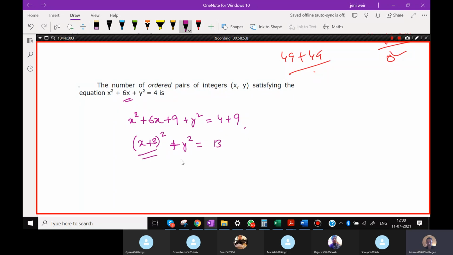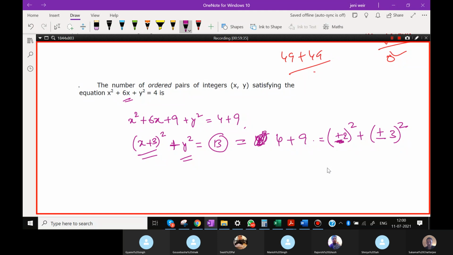Now, obviously, these are two squares. So the right hand side has to be the sum of two squares. So 13 can be only written as, not 2 square, sorry, 4 plus 9. So which means plus or minus 2 square plus or minus 3 square. This is the only way that 13 can be written as a sum of two squares. There is no other way in which 13 can be written as a sum of two squares.